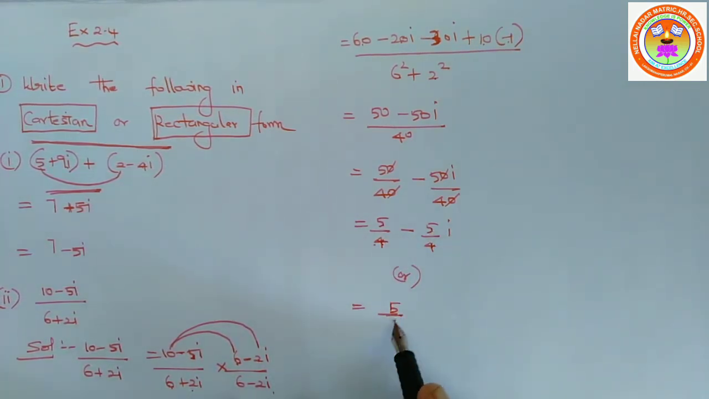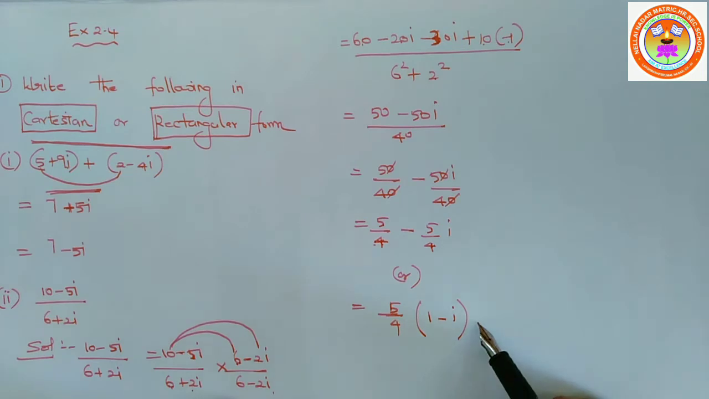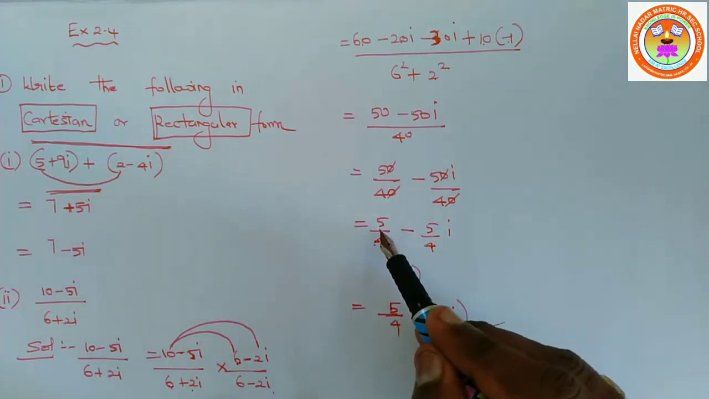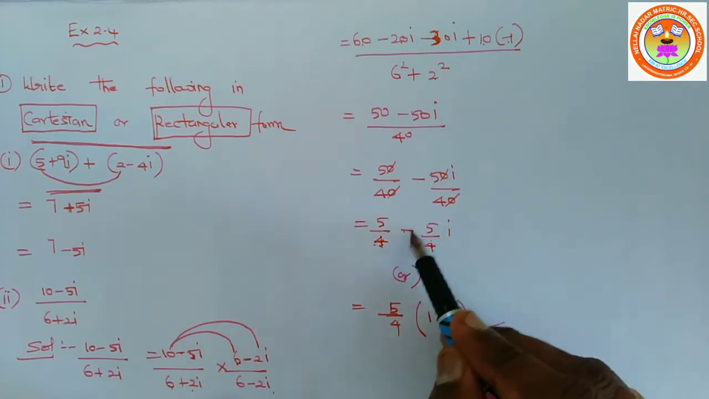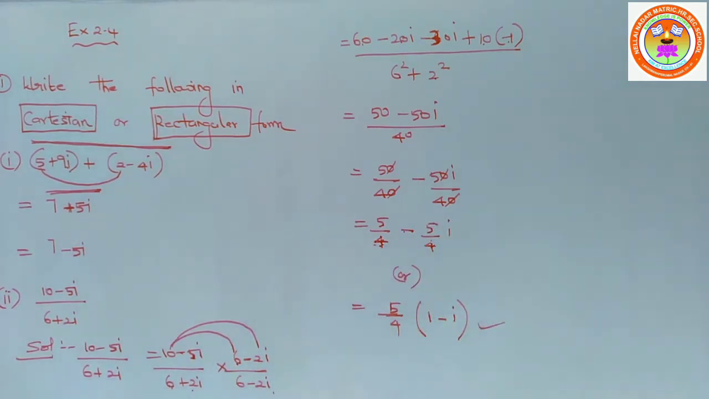You can write in this format, or you can take 5 by 4 outside: 5 by 4 times (1 minus i). This is also a correct form, but our textbook answer is the other one. This is real and this is imaginary: 5 by 4 is the real part and minus 5 by 4 is the imaginary part. You can write in this format also.